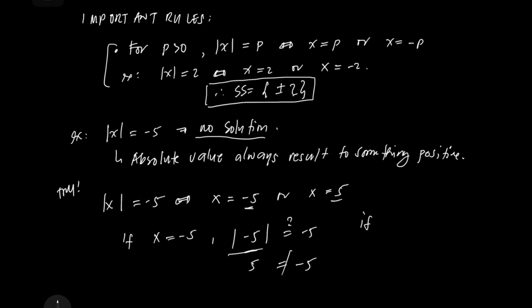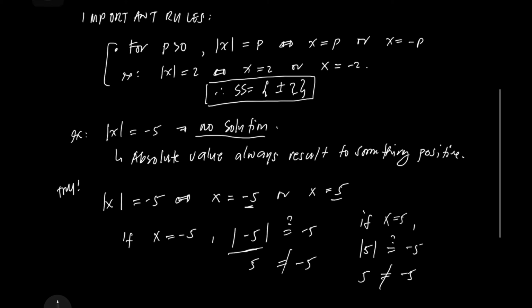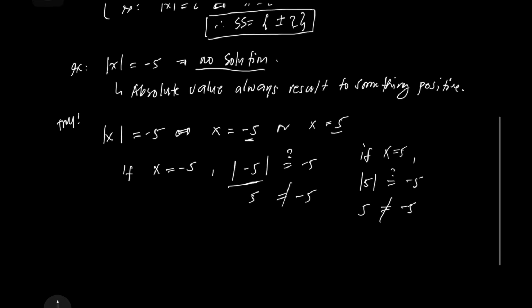Then for 5, if x is 5, is the absolute value of 5 equivalent to negative 5? 5 is not equivalent to negative 5. So 5 is not a solution either. Therefore, the absolute value of x equals negative 5 has no solution. Any absolute value equated to a negative number must have no solution. I hope we are clear on that.